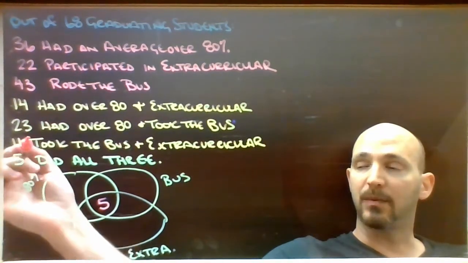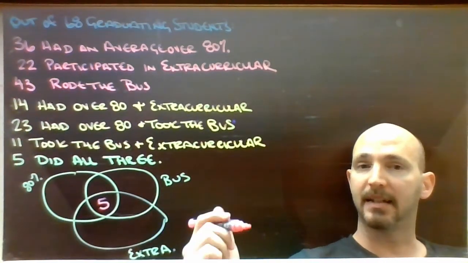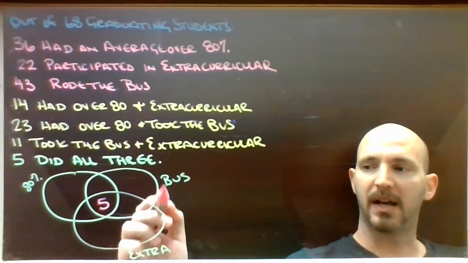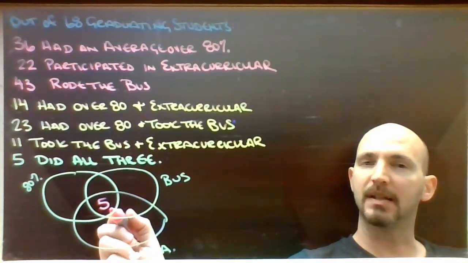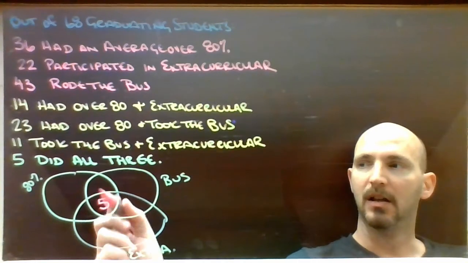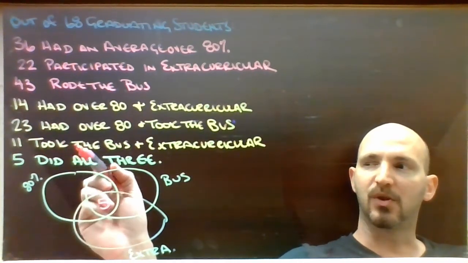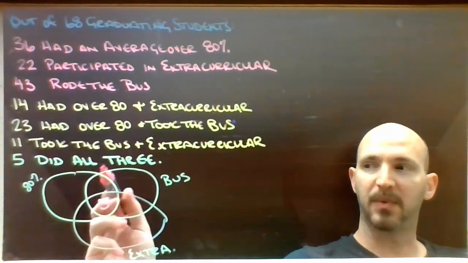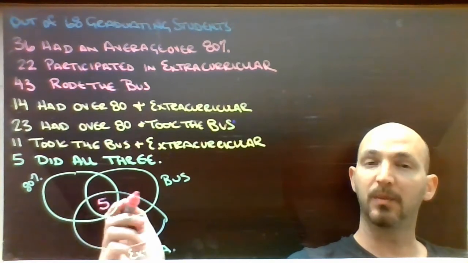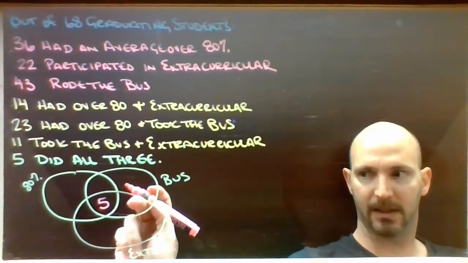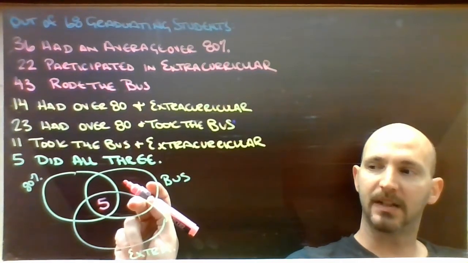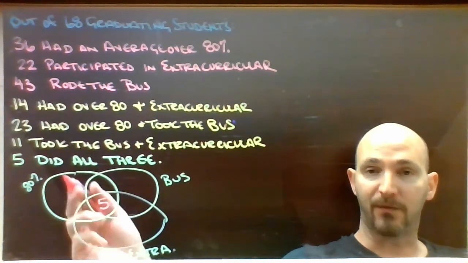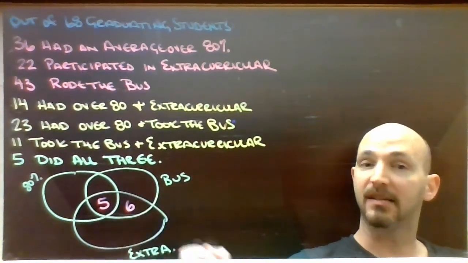Now, this next one up here, 11 took the bus and did extracurricular. So that's this section here, where bus and extracurricular overlap. But you notice that I already have 5 people in there. Some of these kids who took the bus and did extracurricular also got over 80, but they're included in this 5 here. So I would be double counting them if I put 11 in this section. So instead of putting 11 here, I need to make sure there's 11 in the whole overlap. If I already have 5 accounted for, that means that there are 6 who are not.